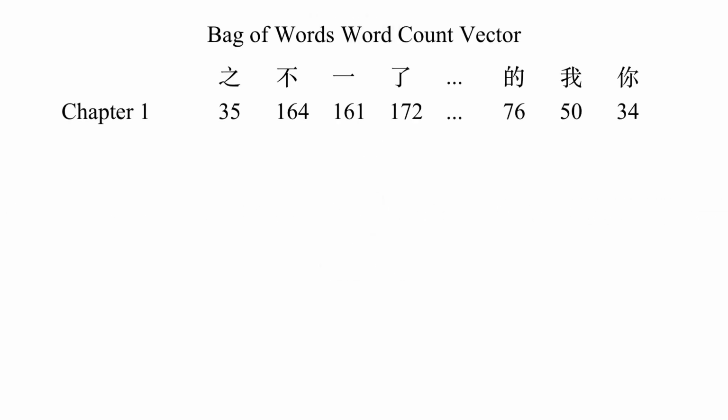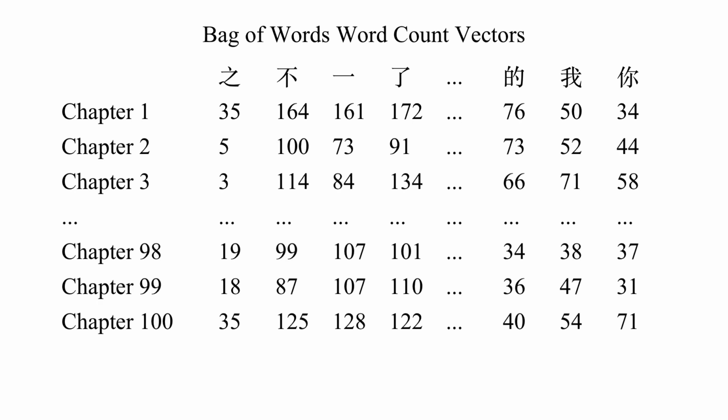This results in a vector in which zhi appears 35 times, bu appears 164 times, e 161 times, and so on. We do this for every chapter in The Plum in the Golden Vase, and for every chapter in all the works in the corpus. Now we have what's known as a bag of words vector space representation of our corpus. This is called bag of words because I'm ignoring context. There are ways to account for this, but this model gets very good results.